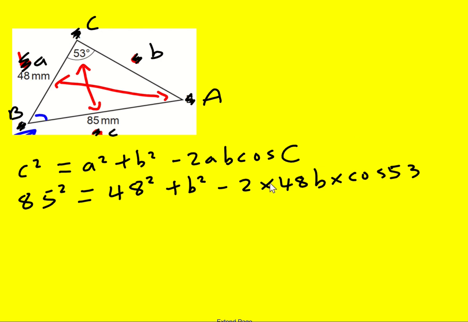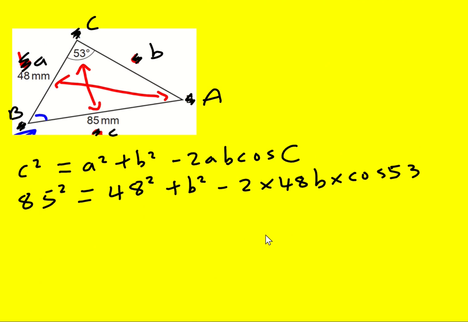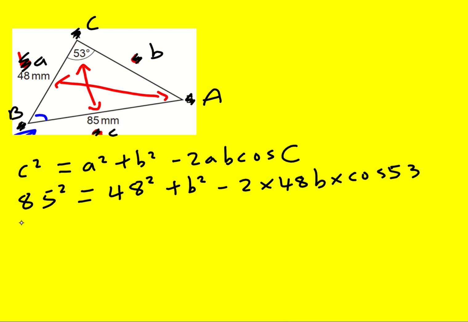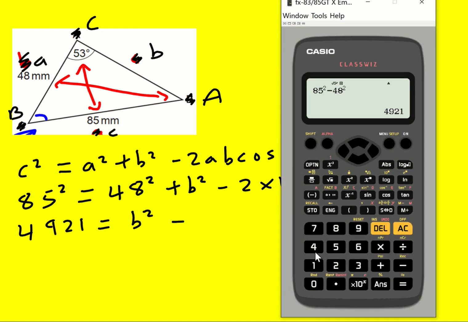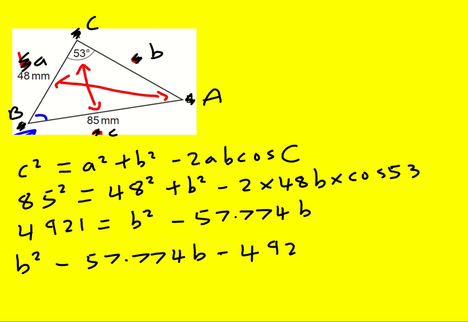And I get an equation straight away for B. That's the advantage of this, instead of having to do it twice. The disadvantage is that I've got a quadratic in B. So first things first, I would do 85 squared minus 48 squared, 4921. So I'm just going to sort that bit out. And then I'm going to get B squared minus, and then I'm going to work out what 2 times 48 times cos of 53 is. And I get 57.774 B. And I can rearrange that into a quadratic. B squared minus 57.774 B minus 4921 equals 0.